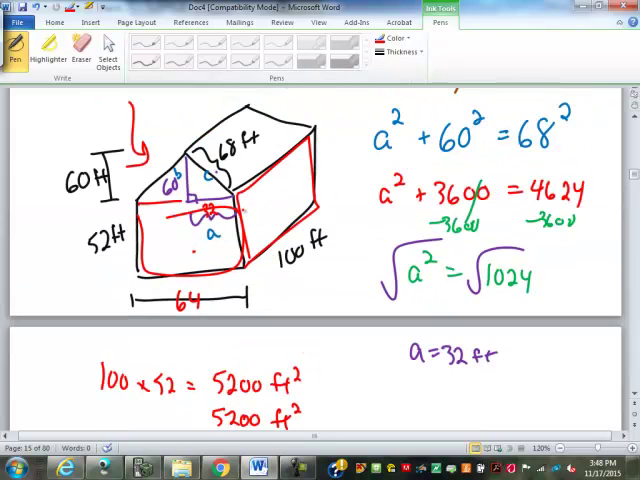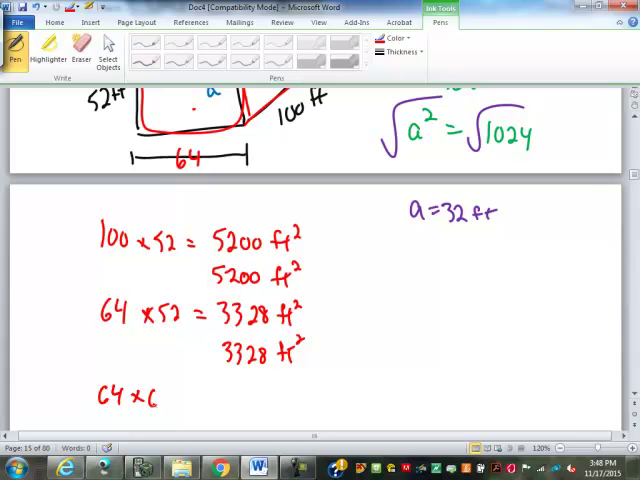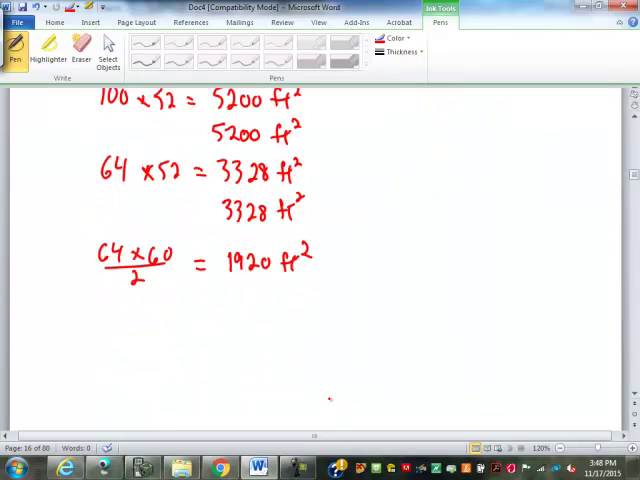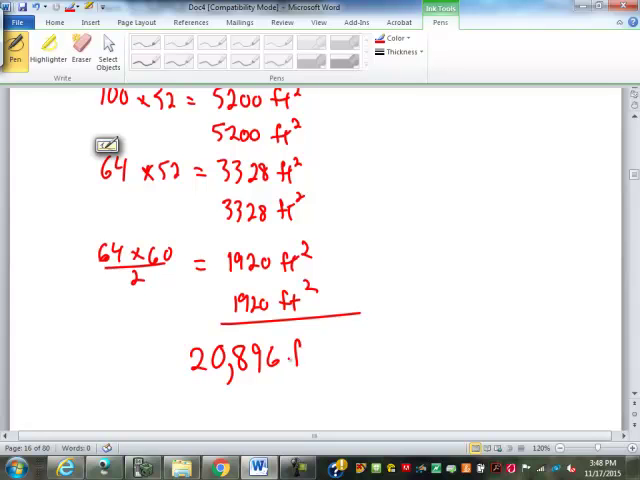And then we also have a triangle here that is 64 by 60, divided by 2 because it is a triangle. That's what, 1920? And of course another 1920 on the other end. So what do we get there? Oops, not 56, it's 96. $20,896 square feet. Does that sound right?